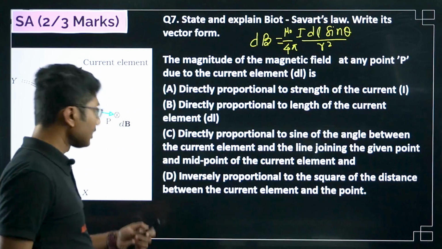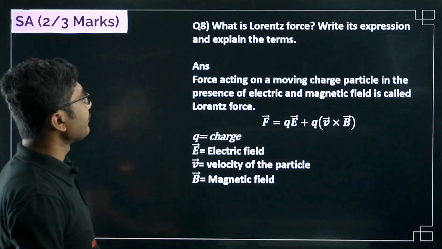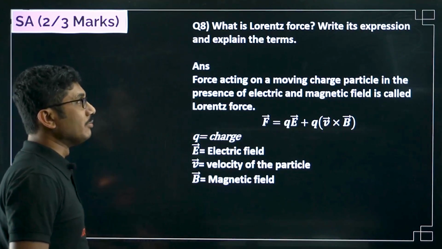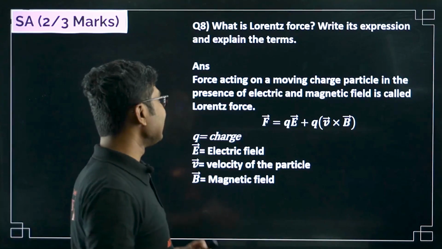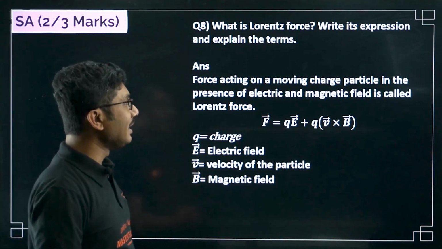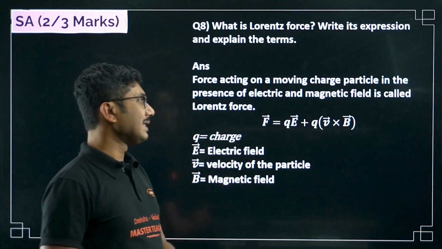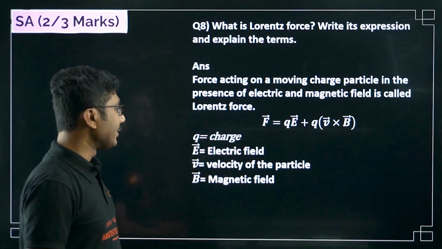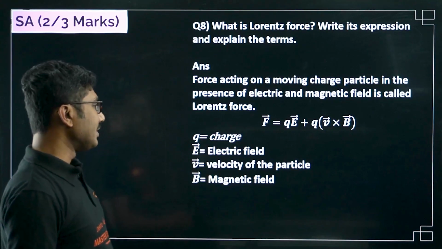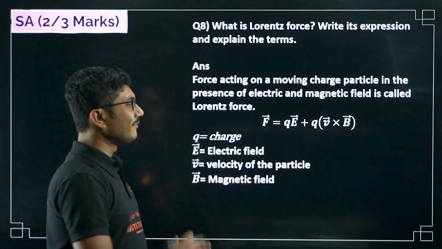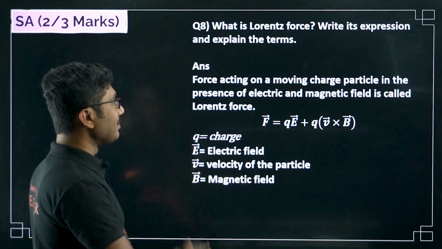Right, now next, what is Lorentz force? Write the expression and explain the terms. The force acting on a moving charged particle in the presence of an electric and magnetic field is called Lorentz force. So F is equal to qE plus qv cross B. q is the charge, E is the electric field, v is the velocity of the particle, and B is the magnetic field. Very simple, very easy, but you have to remember it.